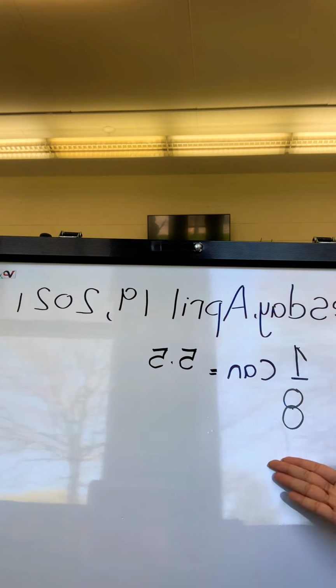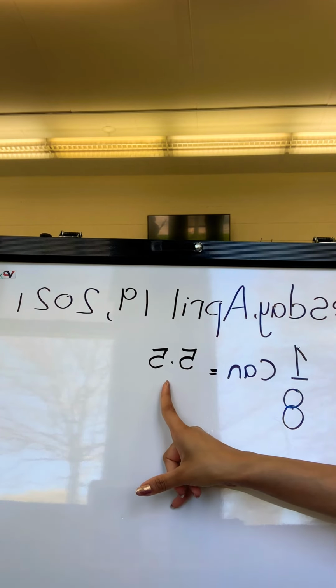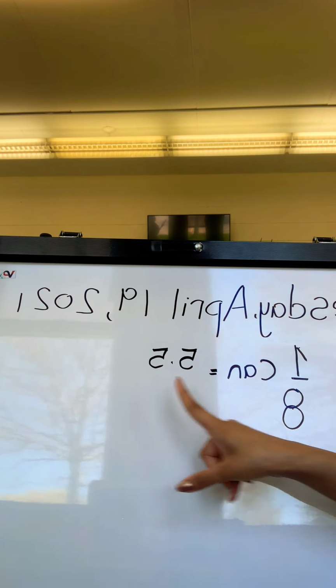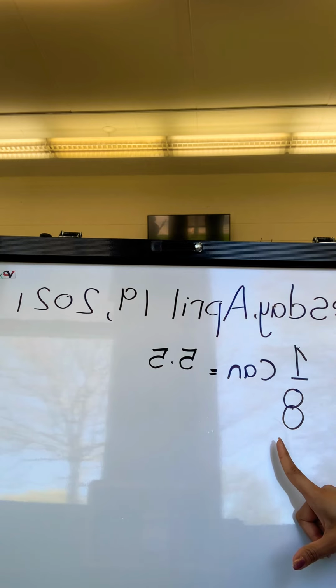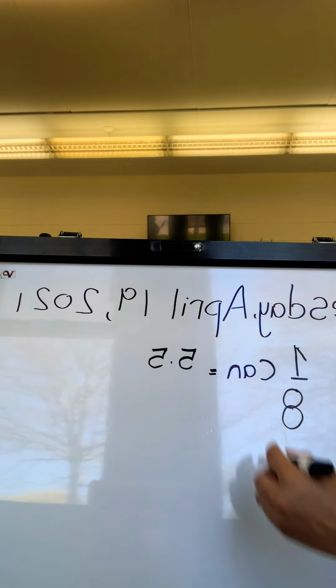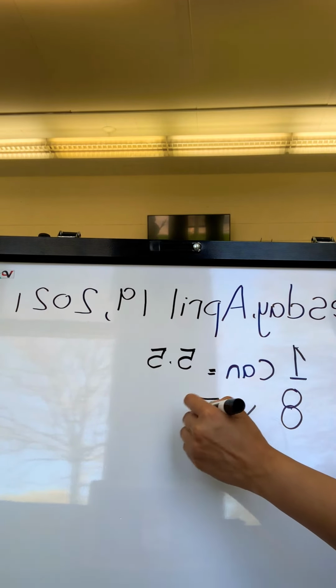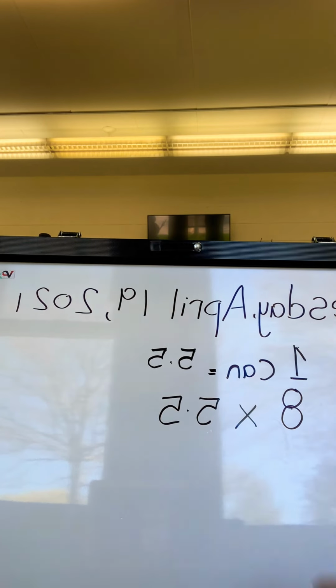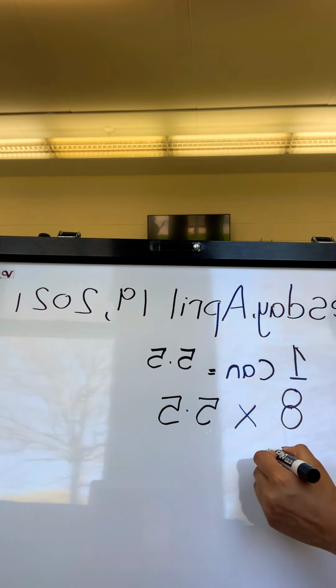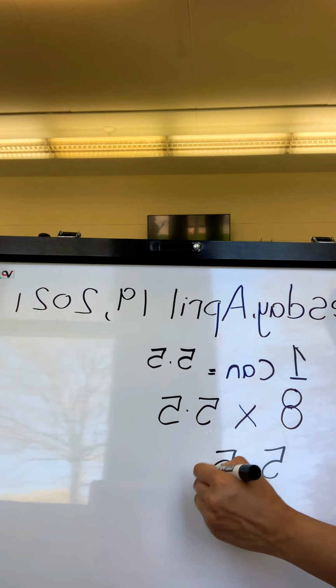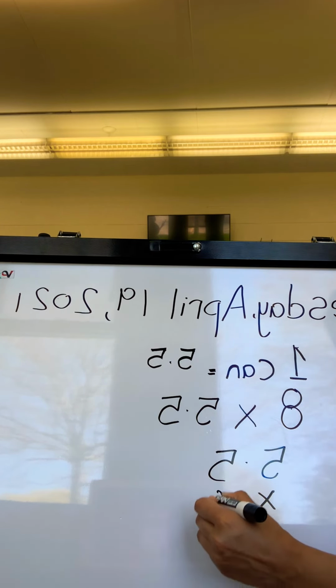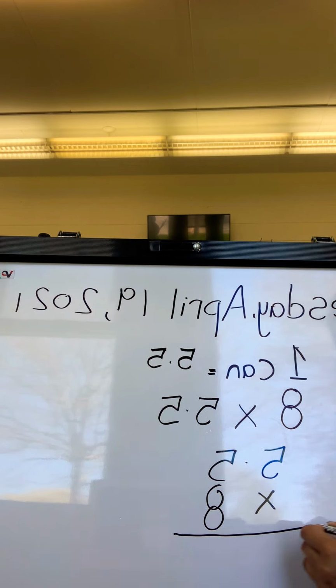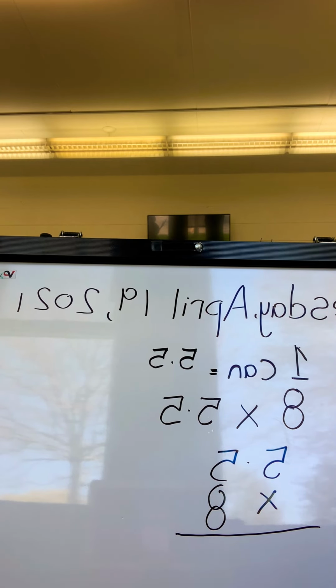would it be more or less? In 1 can, we have 5.5. In 8 cans, it would obviously be more, right? So what we are going to do is 8 times 5.5. So go ahead and multiply 5.5 times 8. That's your first question, okay?